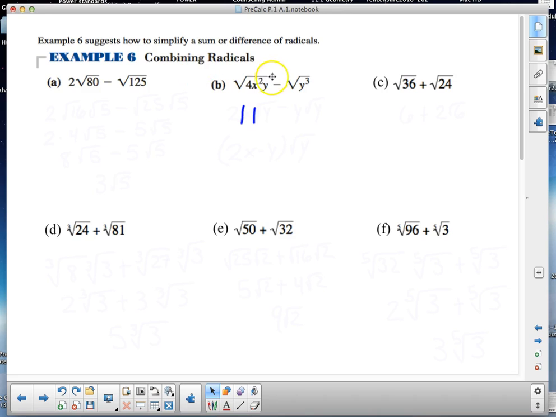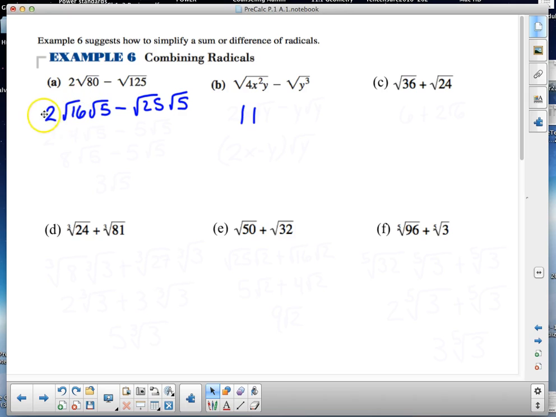Now, combining radicals. Keep in mind the goal here is to get the radicals to a point where they have the same radicand inside. So the square root of 80 is 16 times 5. The square root of 125 is 25 times 5. So I'm going to have 5 here. I'm going to break it down to the square root of 16 times the square root of 5, that's the square root of 80. And the square root of 125 is the square root of 25 times the square root of 5. This is 5 the square root of 5.